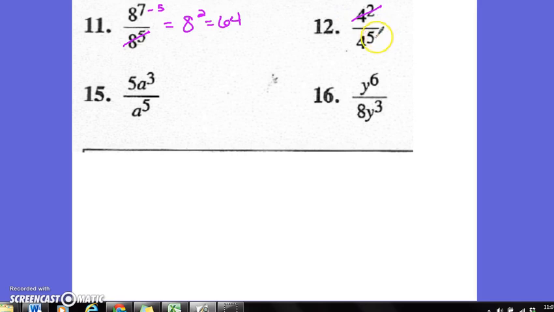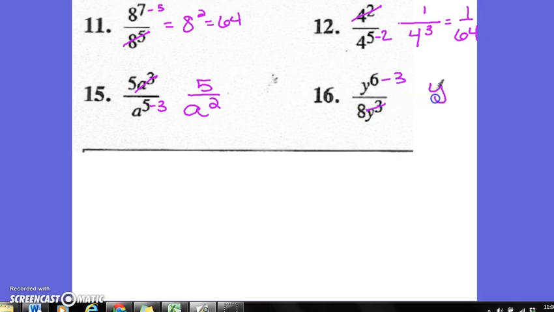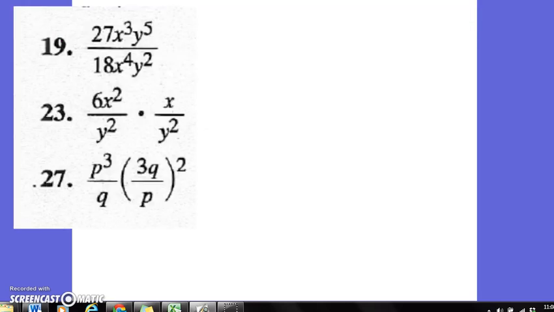Here the 2 comes down, subtract off the 2. Remember, you have a space order 1, so you get 4 to the 3rd, or 1/64. Here, the a's come down, so we subtract off the 3, so you get 5, a to the 2nd. And here the y's move up, so you subtract 6 minus 3, you get y to the 3rd over 8. Alright, pause if necessary. And then some harder ones.